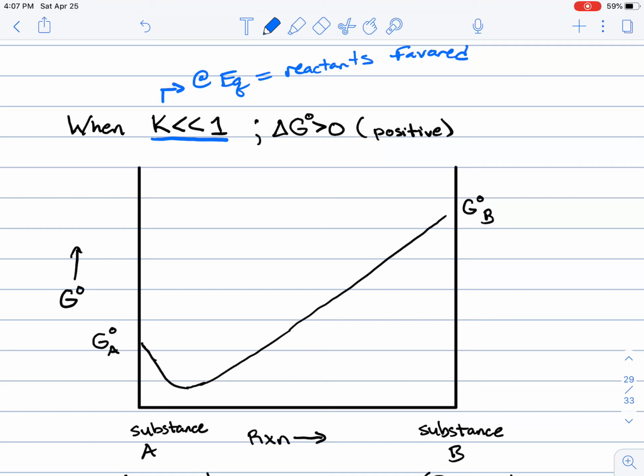And so I'm going to go ahead and layer this concept with that of delta G. And so here in this case, when K is far, far less than 1, the change in Gibbs free energy is going to be positive, meaning that it's going to be non-spontaneous in the forward direction.